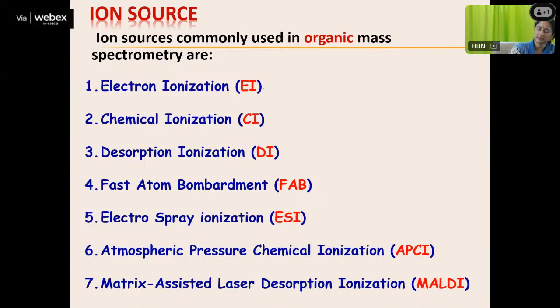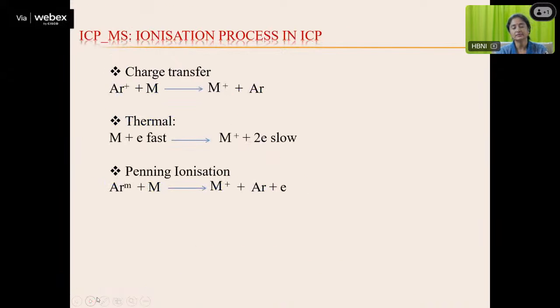Now these are the various ionization sources for organic mass spectrometers. How do the samples get ionized in a mass spectrometer? Either by charge transfer, thermal, or Penning ionization.